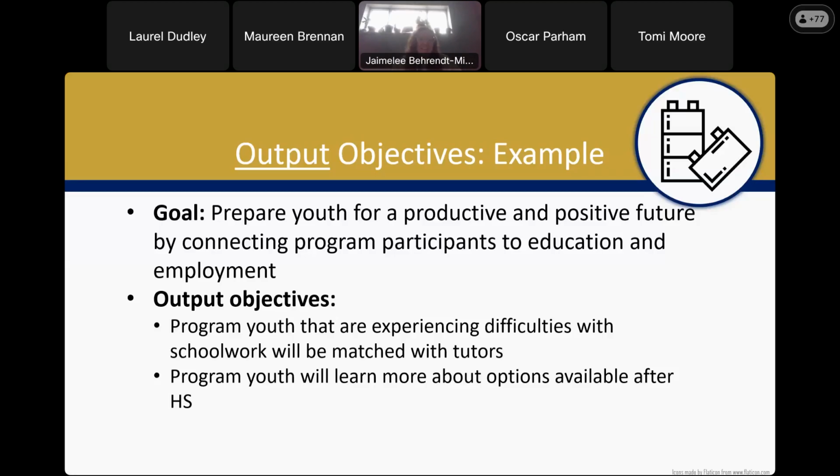Relevant, again, if this is your goal to connect them with education and employment, these would be some objectives that would be relevant to that. And then time bound, these are things that we would like to complete before the grant cycle is over.